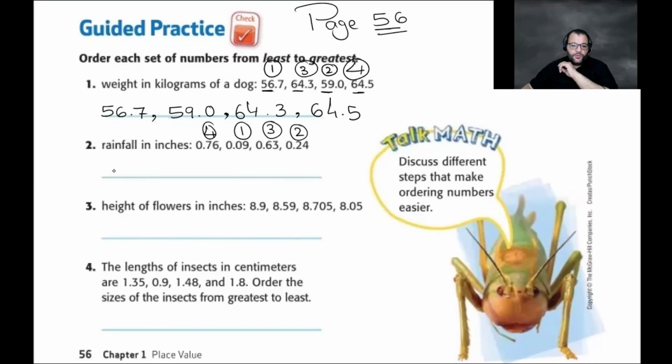So the answer now would be 0.09, that's the first one. Then 0.24. After that 0.63, 0.76. Because all of the numbers before the decimal point are the same, so we look at the number after the decimal point. After the decimal point, the smallest number is 9. After that, 24. Then 63. Then the last one would be 76.